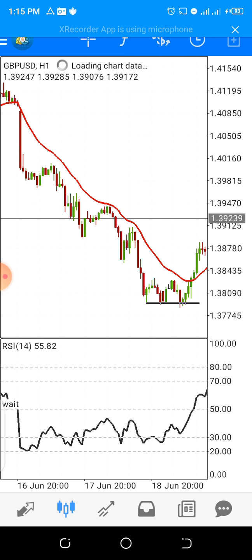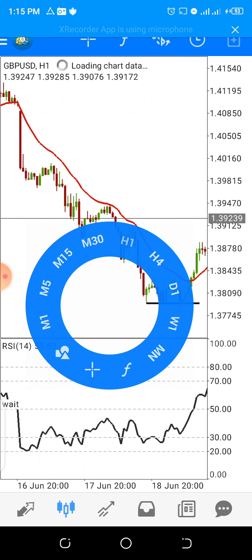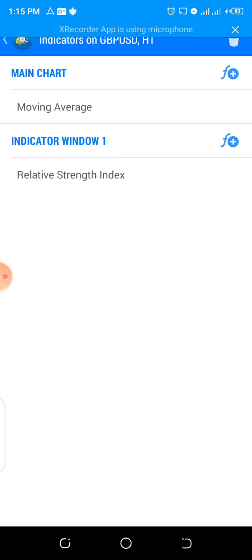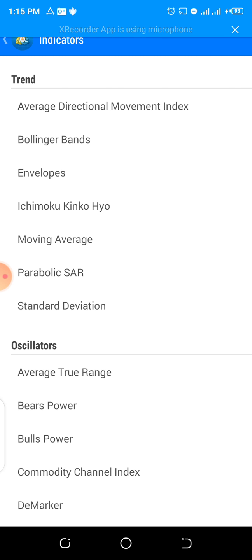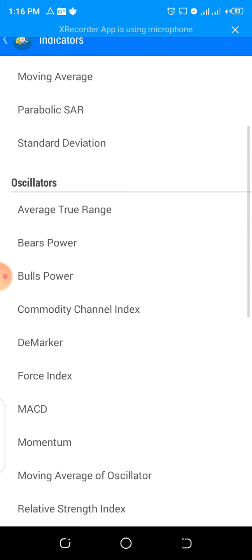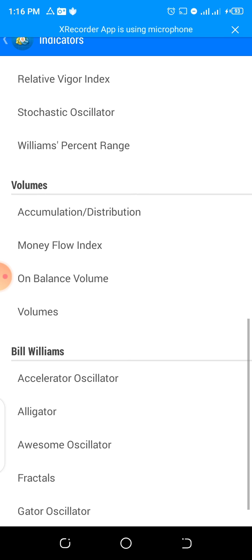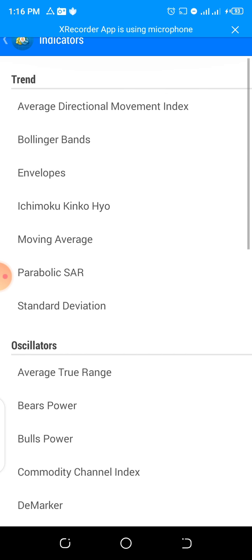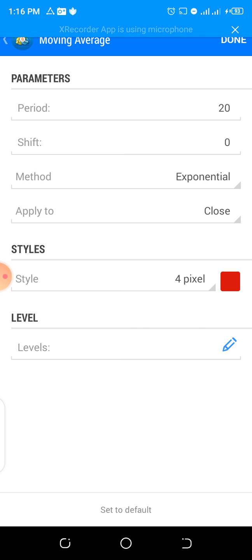If you don't know how to add that, if you're using your MT4 on your mobile device, you go to where you have the F plus, you search for indicators, you find the moving average under the trend indicator. Under the trend here, we have different indicators. We have the oscillators, we have the volumes, we have Bill Williams. We have trends. So this is where you go to, where you have moving average. You tap on it and you do the setting.